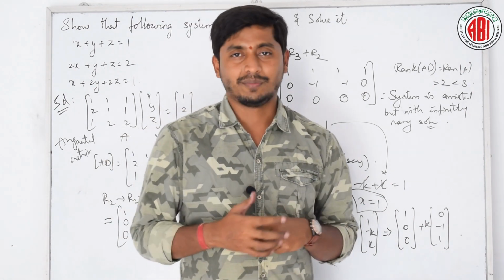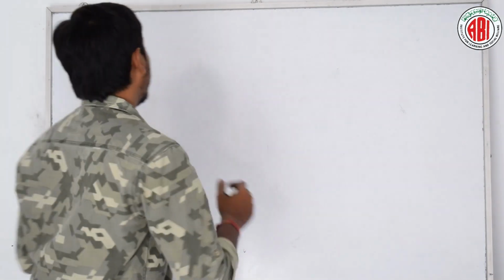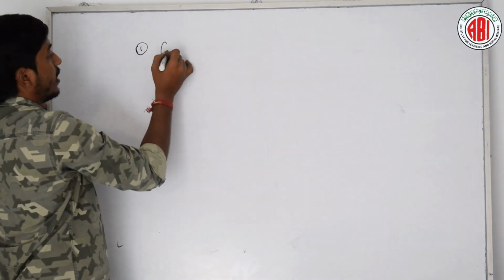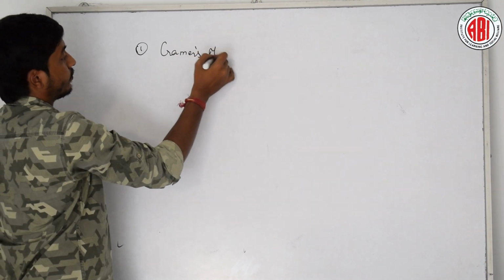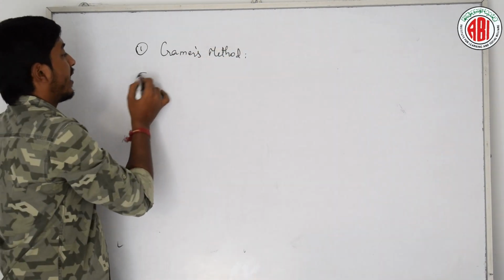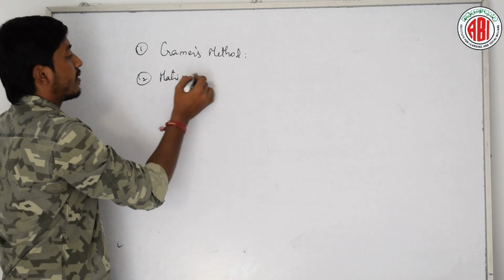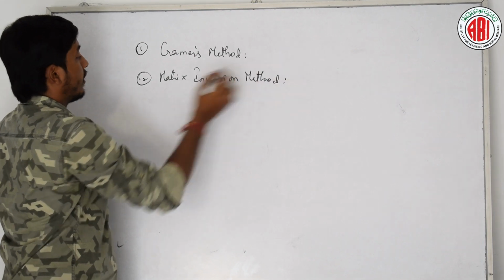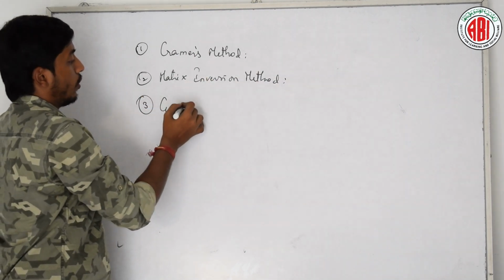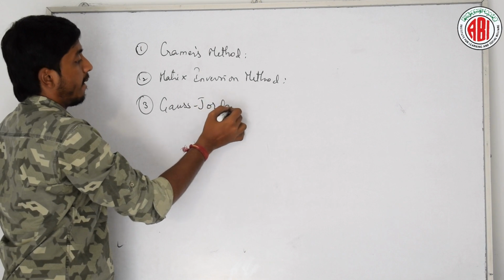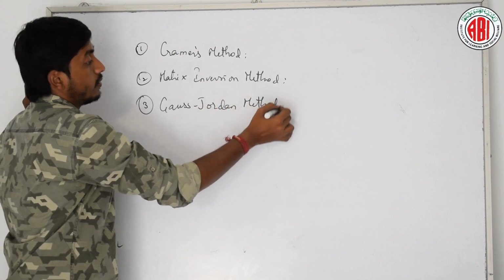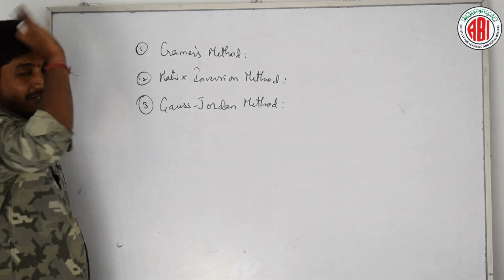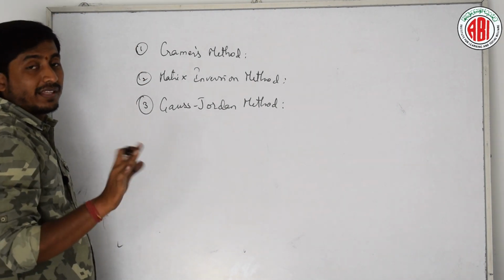Then what are the different methods? Among all other methods, we will solve a few methods in our 12th class, 11th class. The first method which we are going to use is Cramer's method. And the second method is matrix inversion method. And the third method we are going to use is Gauss-Jordan method. Is it right? You would have seen different methods in your previous classes. How many methods do you know now?